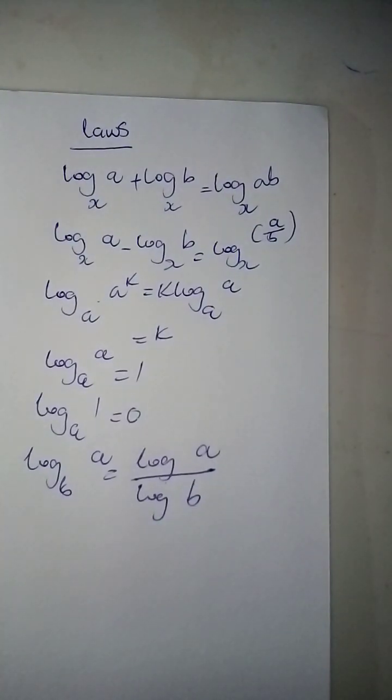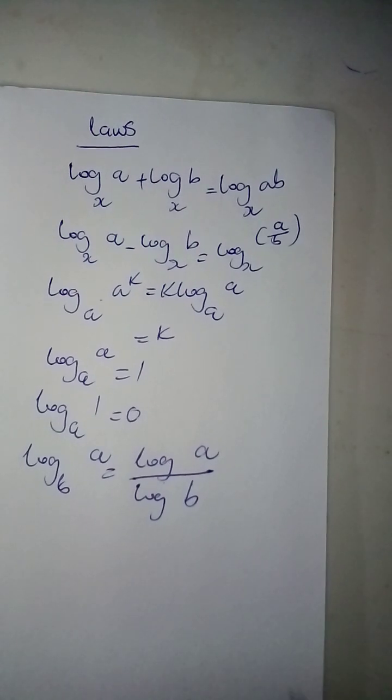So now let us first look at our log laws. These are our log laws. The first one is log a base x plus log b base x is equal to log ab base x, and log a base x minus log b base x is equal to log a over b base x. On these first two logs, I need you to understand something. These two laws are only applicable if the bases are the same and if your log terms are different from each other. That's the only time that you can apply this.